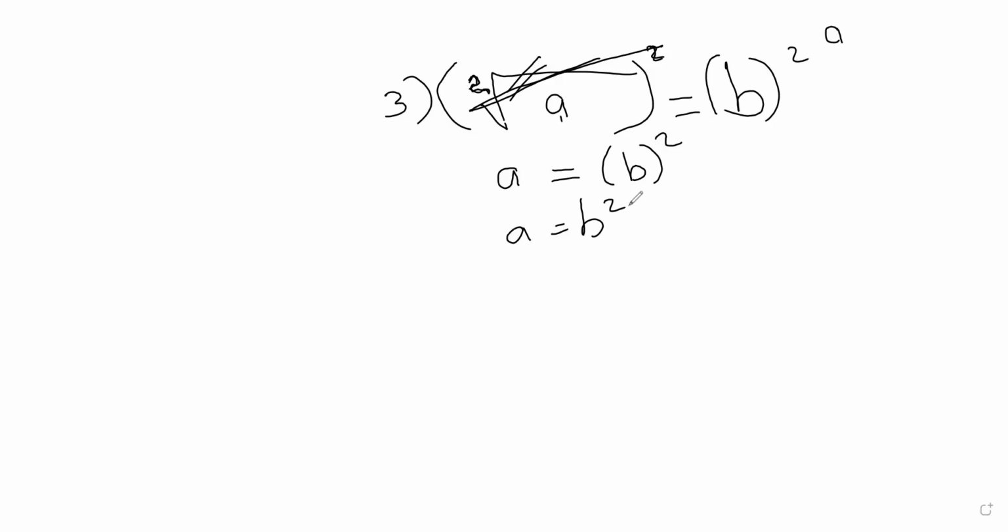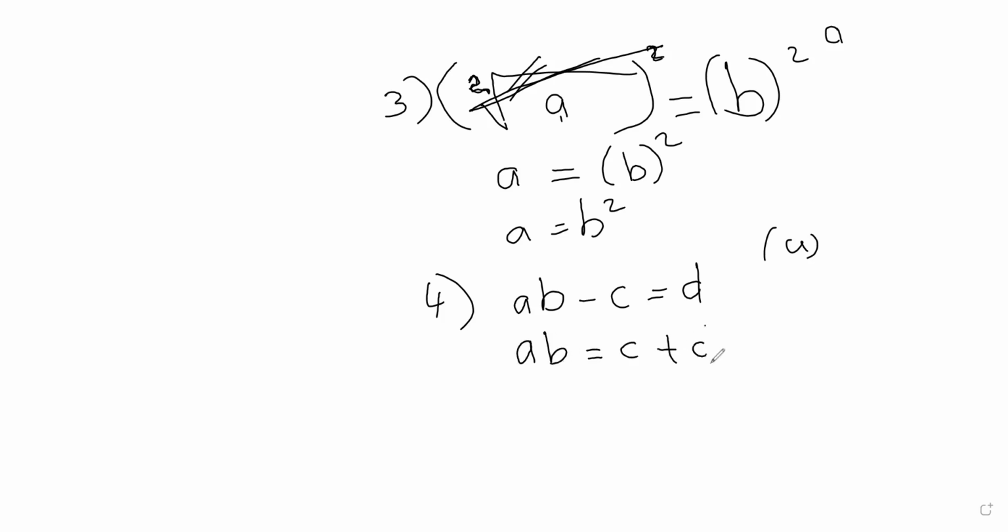And then moving forward, our number 4. On number 4, they can give you something like AB minus C is equal to D. And then they say make A the subject of the formula. Right. And we know first things first, we need to move anything that is not A to the other side. Remember our first step, which gives you AB is equal to C plus D. Are we together so far?